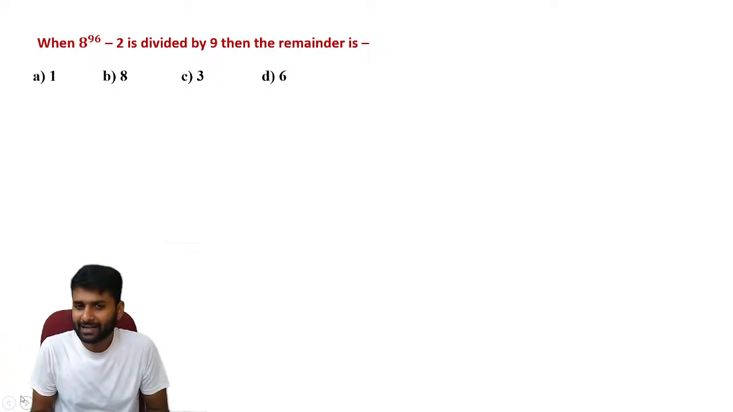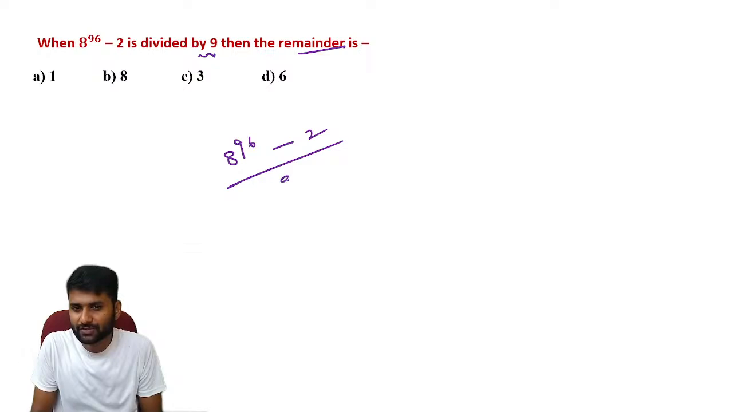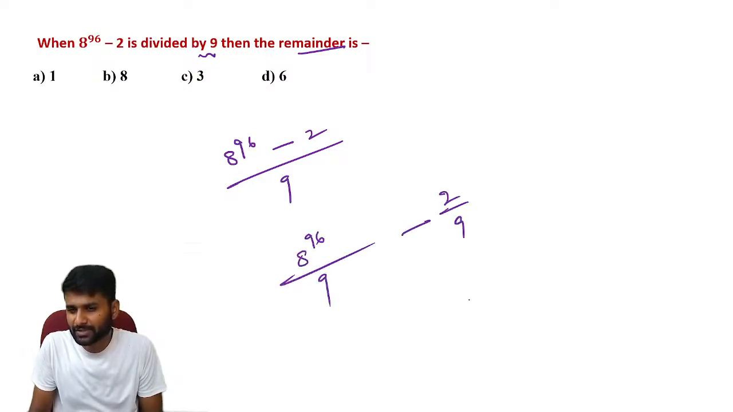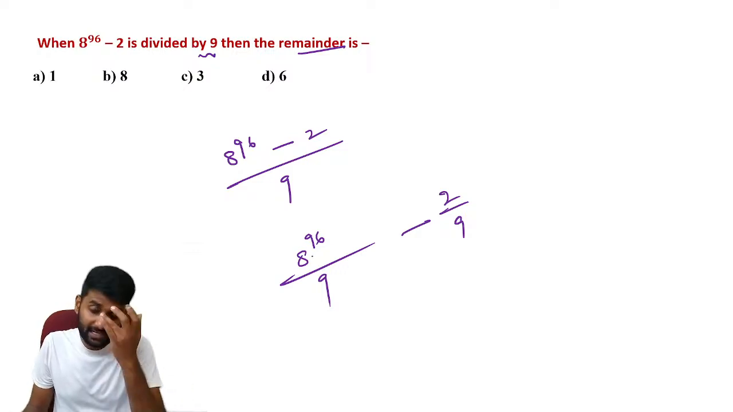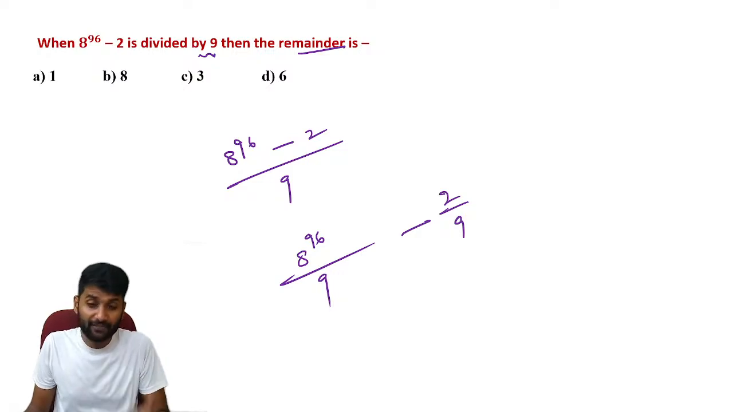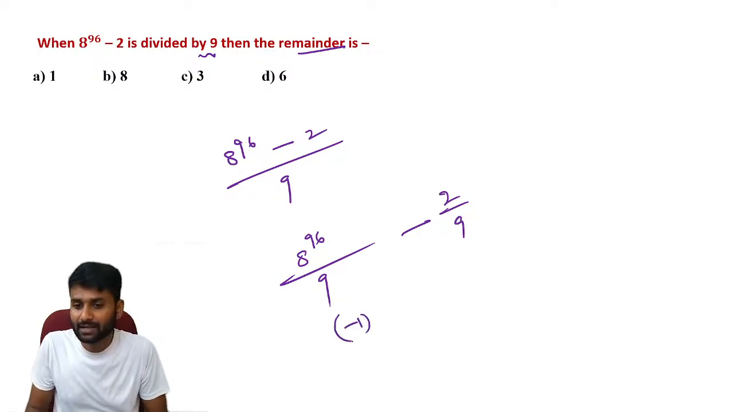When 8 power 96 minus 2 is divided by 9, what is the remainder? 8 power 96 minus 2 divided by 9. 8 power 96 is divided by 9 and 2 is divided by 9. It means 8 power 96 is all about 8 repeated 96 times. If every 8 is divided by 9, the remainder is minus 1. If minus 1 is repeated 96 times, it becomes 1. And minus 2 by 9. If 2 is divided by 9, the remainder is 2.